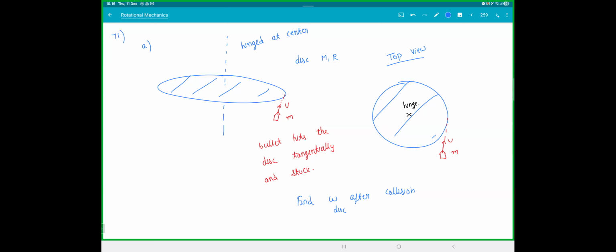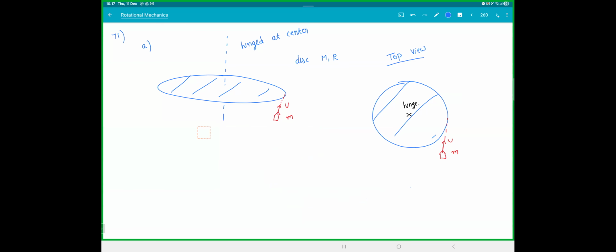Same story again. You just want omega final, so I have to conserve something. Can I conserve linear momentum? You can't. Why? You hinged it in the center, so that's an external force. Can I conserve energy? No. Why? The bullet is getting stuck, so it's an inelastic collision. So what's left? Angular momentum. Are you getting how to think? I have to conserve, and there are only three things. You need to check for each and every case.